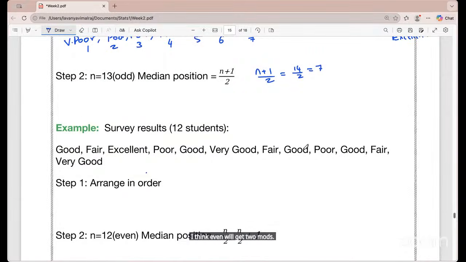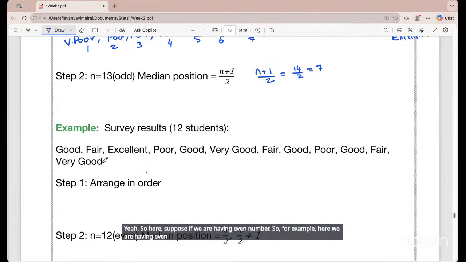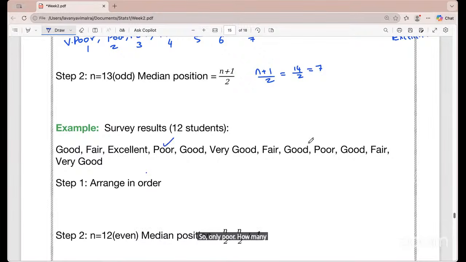So for example, here we are having an even number of data. Again, how many very poor are there? There is no very poor at all, I guess, right? So only poor. How many poor? 1, 2. So we have 2 poor. And then do we have fair? 1, 2, and 3 fair.